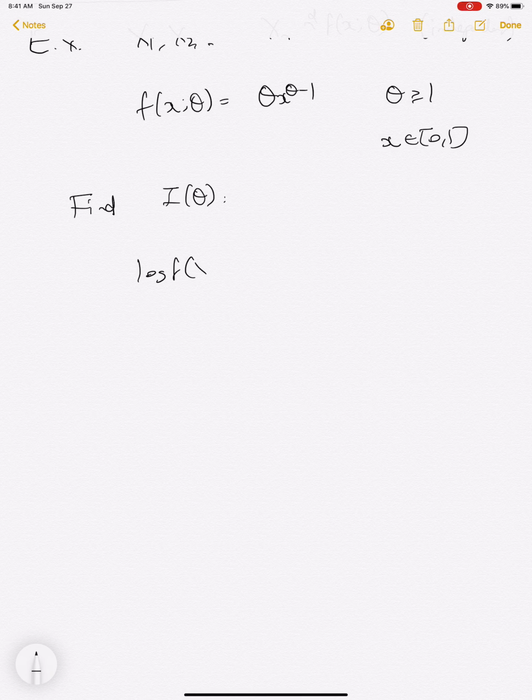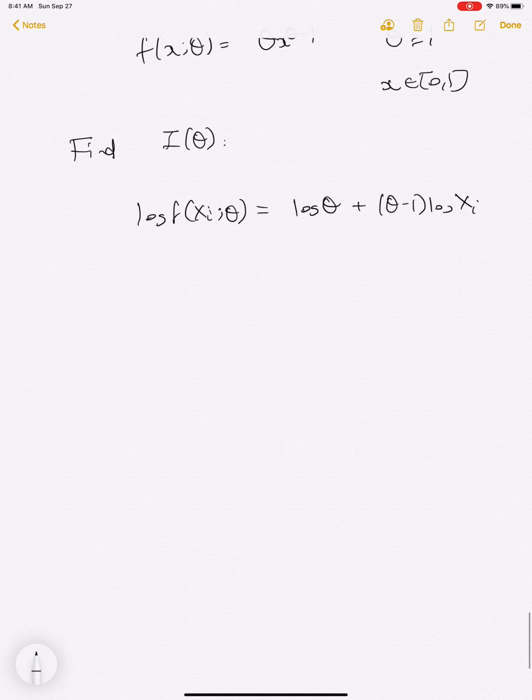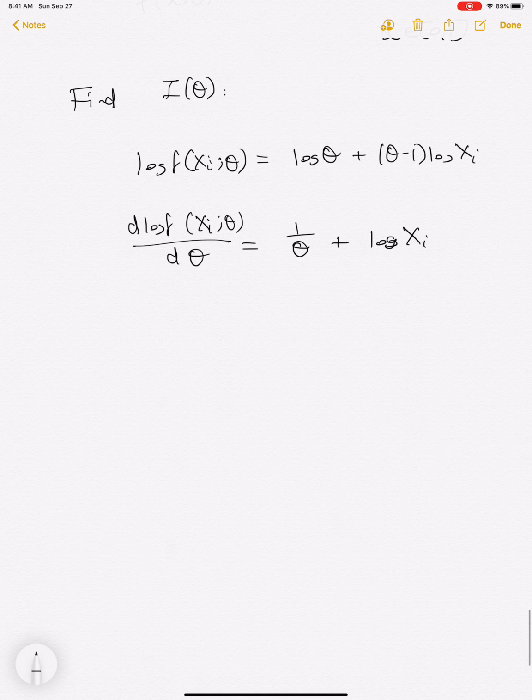So log of f of xi given theta is log of, so we already calculated this, but we're going to do it again just so that we know what's going on. If we look at the derivative, we just get 1 over theta plus log of xi. We did this calculation already, because to calculate the maximum likelihood estimate, we took the derivative of the log.